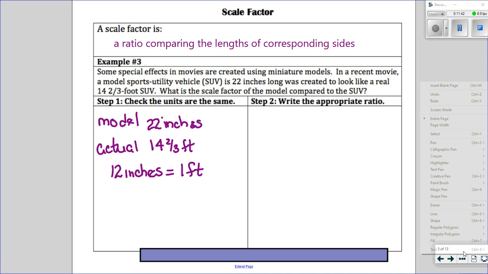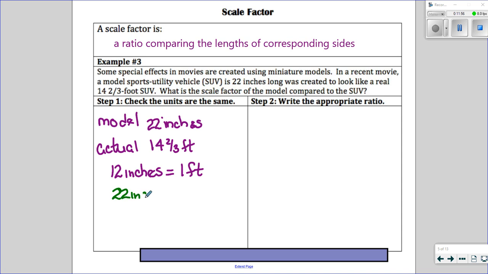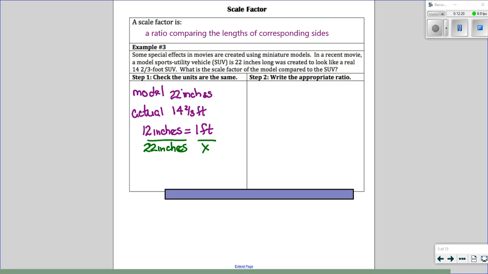All right, I'm going to change this and use another color. So that means we need to see how many feet we can have with 22 inches. So again, it'll be 22 inches, and then we need to know what it is in feet. We would cross multiply, but in this case we're going to divide by 12 for 22.